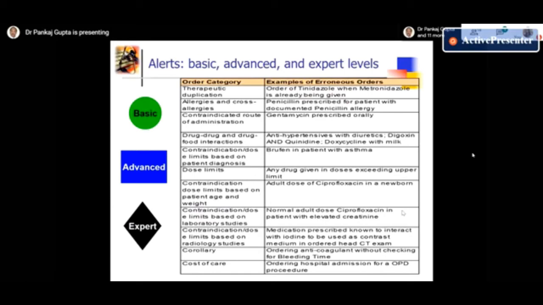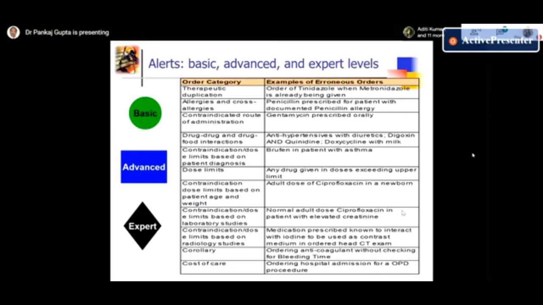Drug and drug food interactions, I gave you some examples of that. Contraindications, dose limits. So if something has exceeded the dose, then the system will say, please don't prescribe more. In terms of dose limits based on age, gender, and so many other factors, the system has that intelligence. It will flag and say, please don't do this. And so many other things, like laboratory studies.